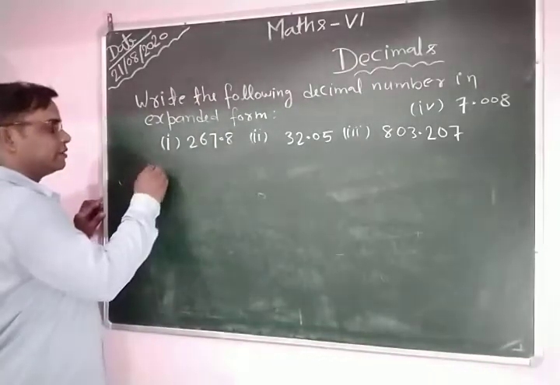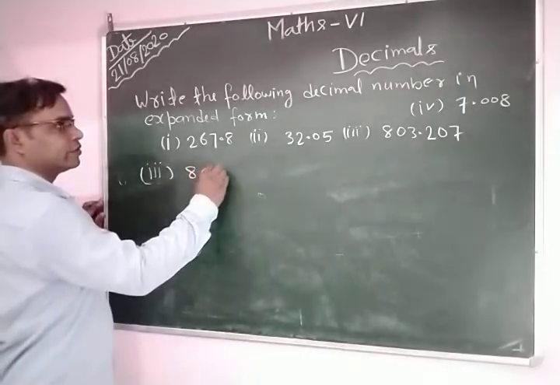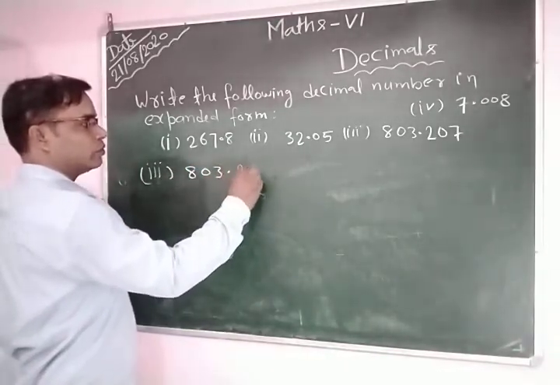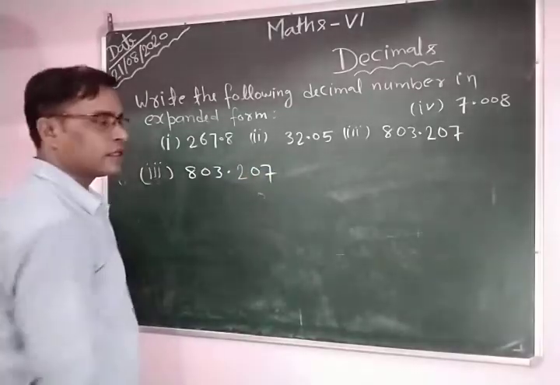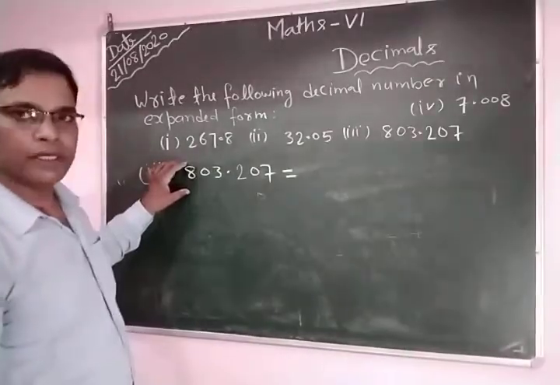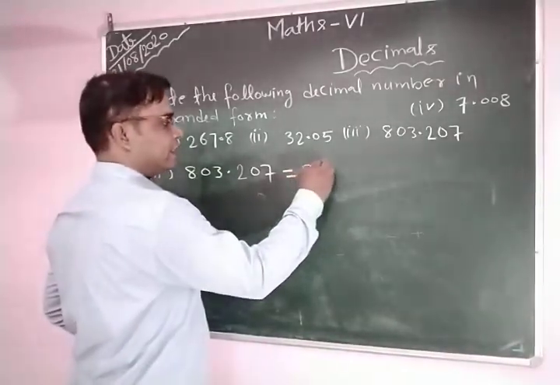This is the third part. The given number is 803.207. We need to expand it. So 8 is in the 100s place, so it is multiplied by 100. You can write here 8 into 100.